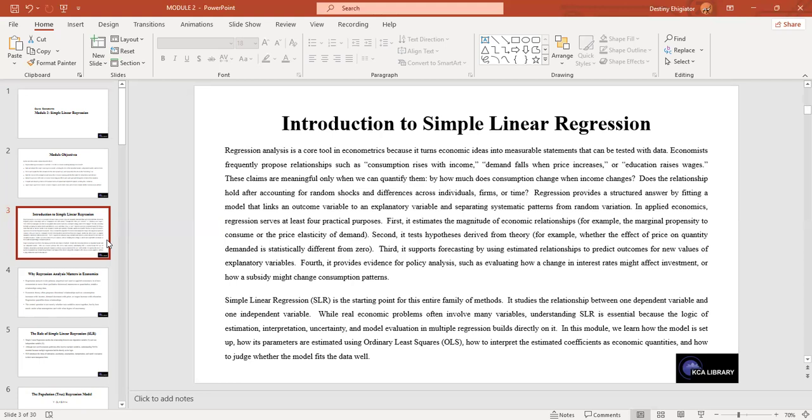Simple linear regression is the starting point for this entire family of methods. It studies the relationship between one dependent variable and one independent variable. While real economic problems involve many variables, understanding SLR is essential because the logic of estimation, interpretation, uncertainty, and model evaluation in multiple regression builds directly on it. In this module, we learn how the model is set up, how parameters are estimated using OLS, how to interpret the estimated coefficients as economic quantities, and how to judge whether the model fits the data well.